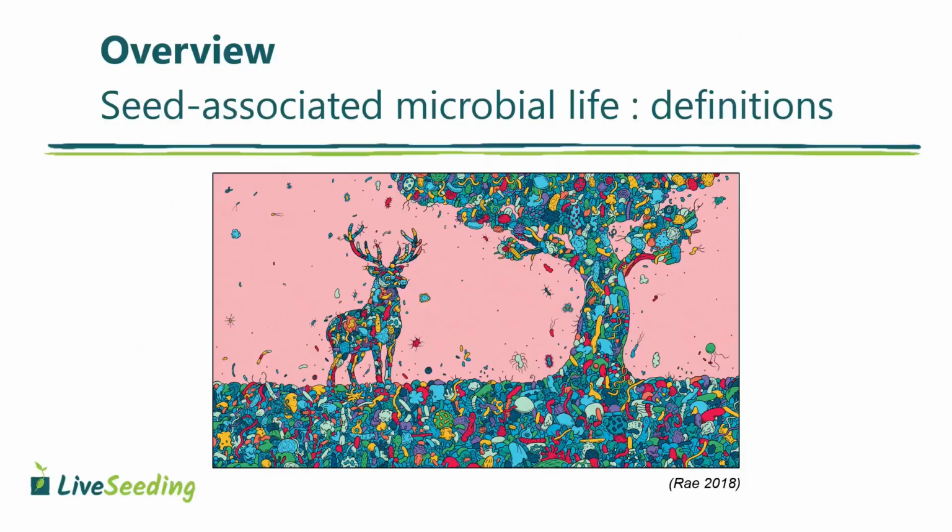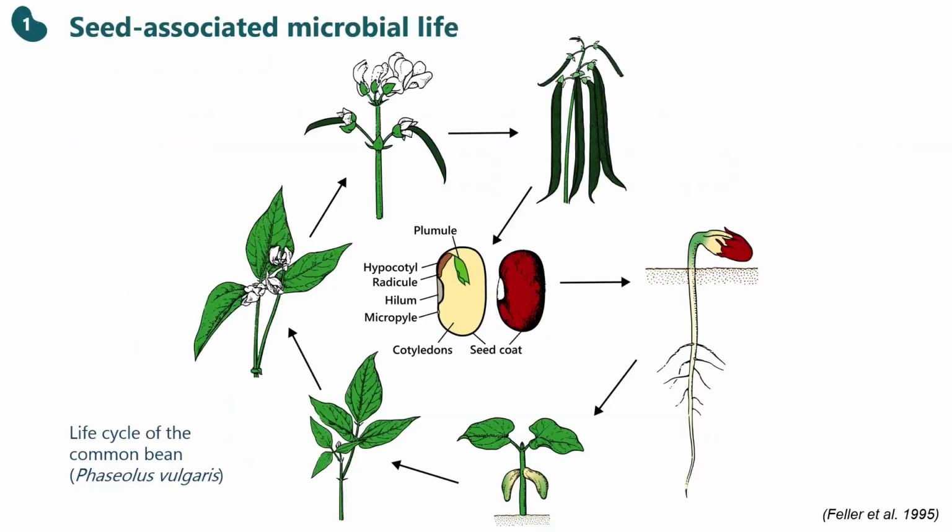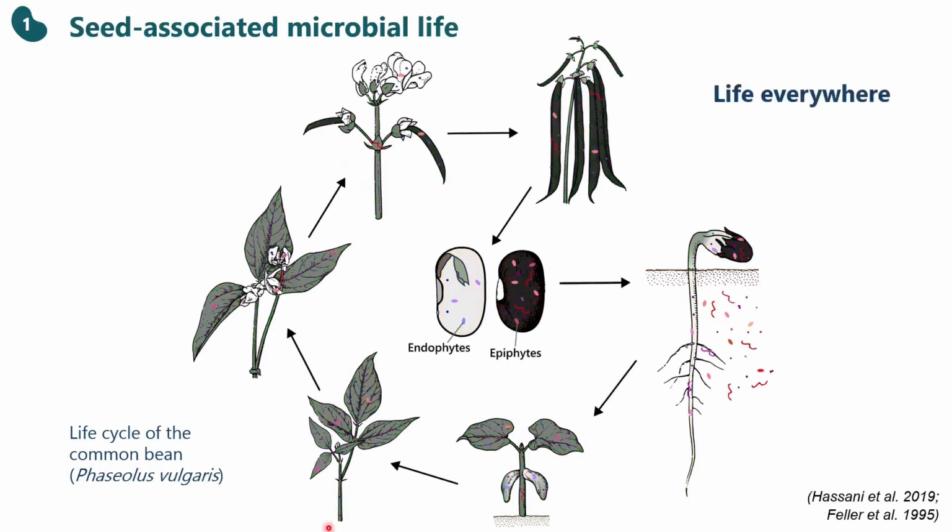The first subject we'll address is a characterization of the microbial life that is associated with cultivated plants, and more specifically, their seeds. As an entry in this complex world of plant-microbe interactions, we'll take the common bean, Phaseolus vulgaris, as a model plant. Here is an illustration of its life cycle, considering the plant as an organism made up of cells sharing a single genome and structured in well-defined plant tissues. But these plant cells are not alone, and each phase of this plant life cycle is associated with a diversity of microorganisms which inhabit the plant structures.